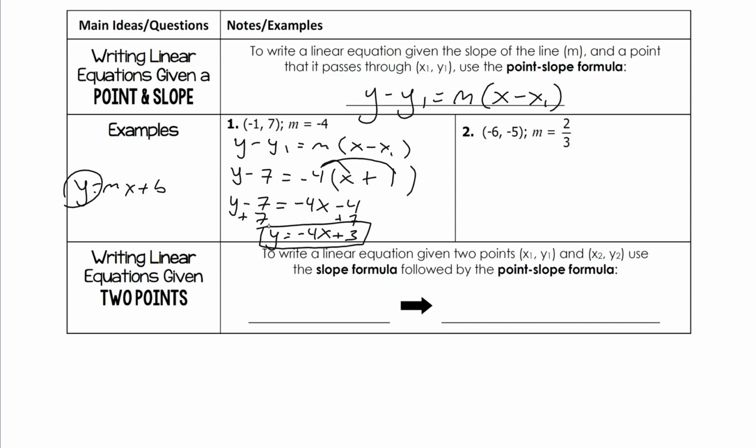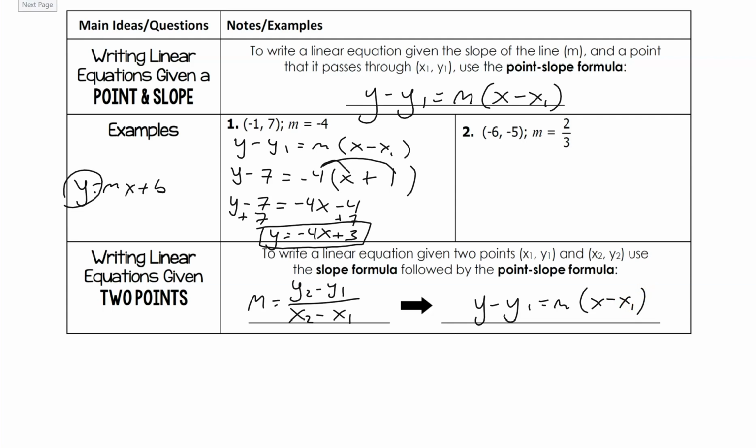All right. Next, we have writing linear equations given 2 points. So if we're given 2 points, we can find the slope, right? To write linear equations given 2 points, x1, y1 and x2, y2, use the slope formula followed by the point-slope formula. So if you recall, our slope formula was y2 minus y1 over x2 minus x1. And then we can put it into our point-slope formula, which is what we just talked about.